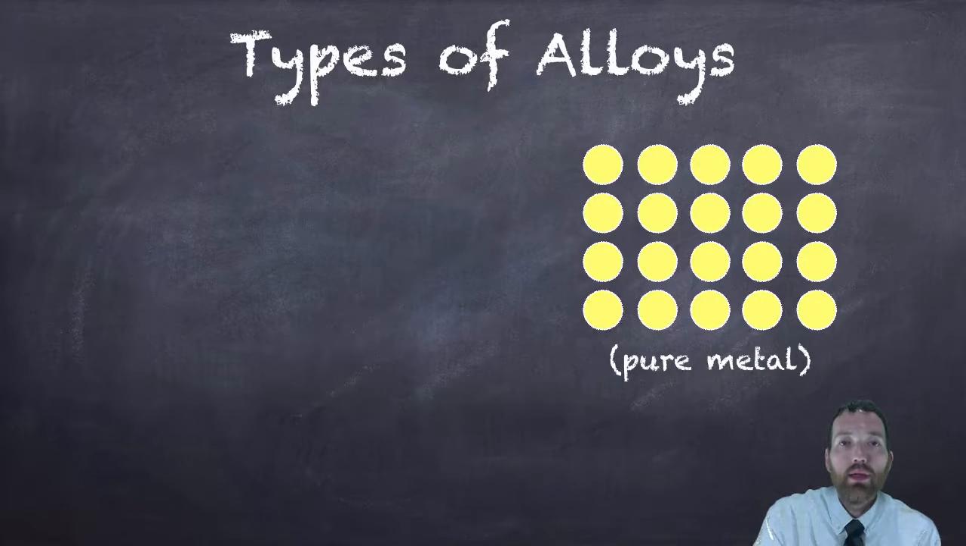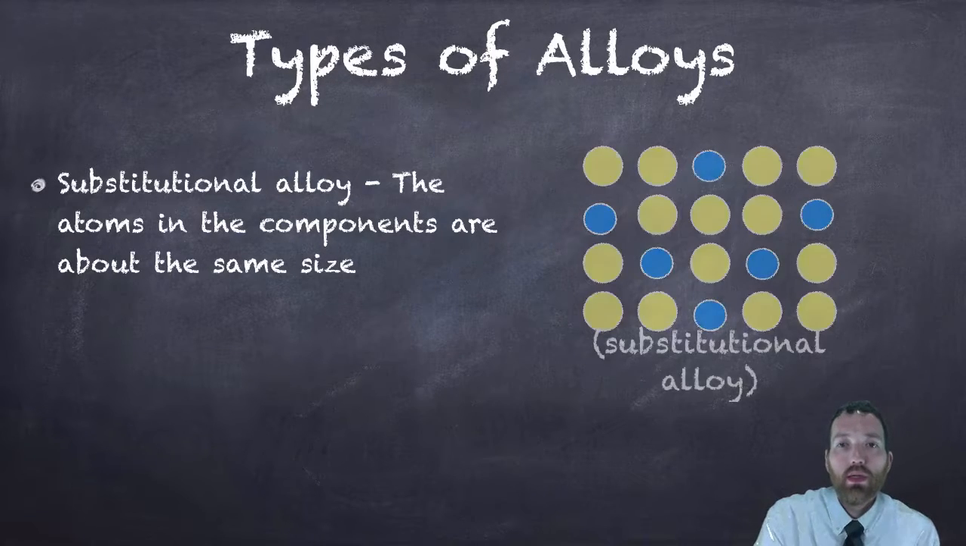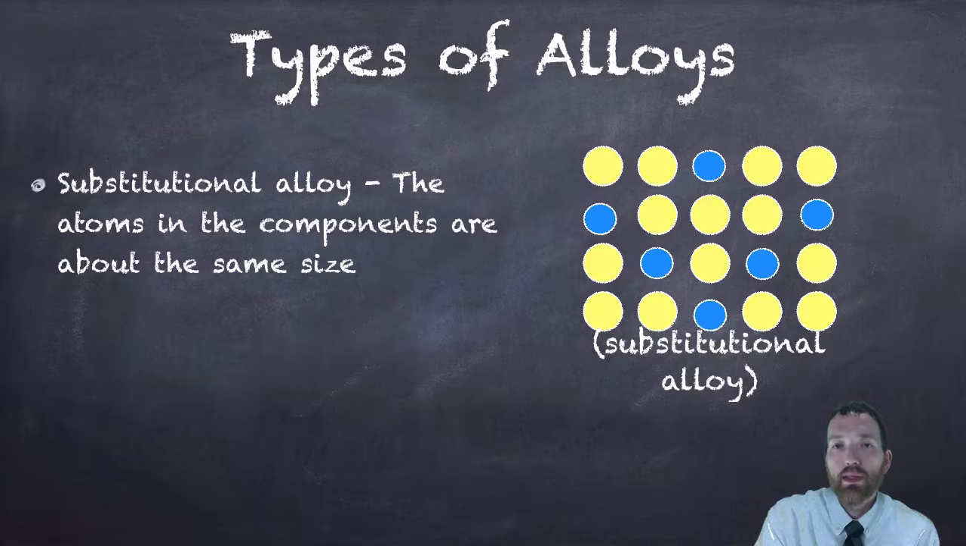And there are two different types of alloys. One is called a substitutional alloy, and this is when the atoms of the components are about the same size. So if we have our pure metal here, a substitutional alloy might look like this. We're mixing in some of these other metals that we're representing with the blue spheres, but they're about the same size as the original metal. So they just kind of mix together. We're substituting one metal for another in this mixture.